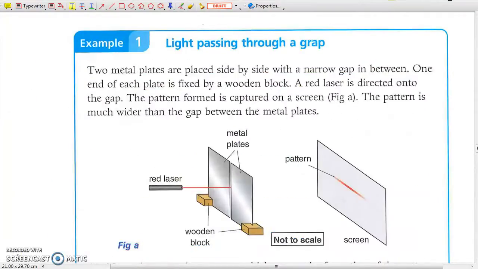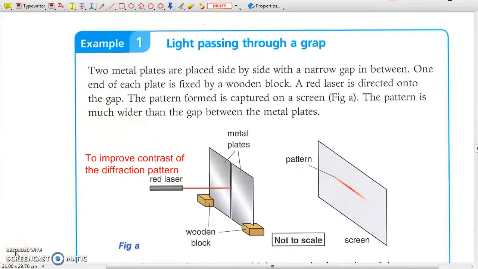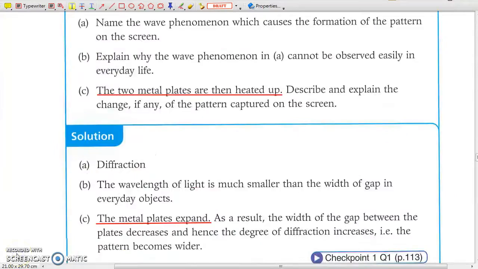Example 1. Light passing through a gap. To improve contrast of the diffraction pattern, laser source is often used. In part C, the gap becomes even narrower, and so the pattern spreads wider. In other words, there is a larger diffraction. However, as less bright energy passes through the gap, the pattern will be dimmer. It may be even harder to observe.